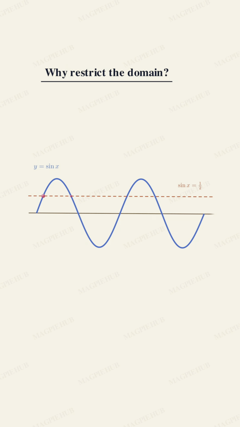Here's the question, can we invert sine? Look at this sine wave. If we draw a horizontal line, it cuts the wave not once, but at many points. That means sine is many-one: one value comes from many different angles. And a many-one function has no inverse.